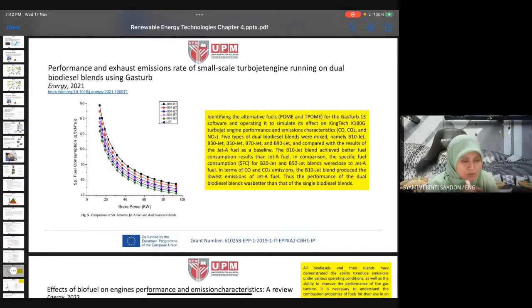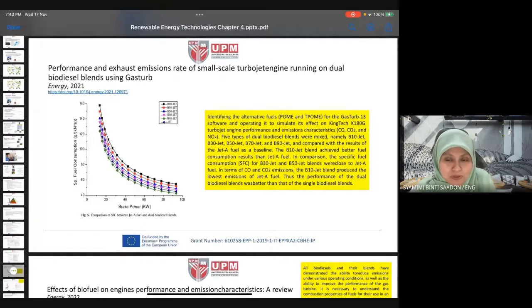If we are able to reduce this parameter, specific fuel consumption, it means the fuel is being minimized, so the engine is considered a better-performing engine, producing less fuel consumption. So one of the usual objectives is to minimize the SFC, specific fuel consumption. The major findings from this research are still undergoing study.